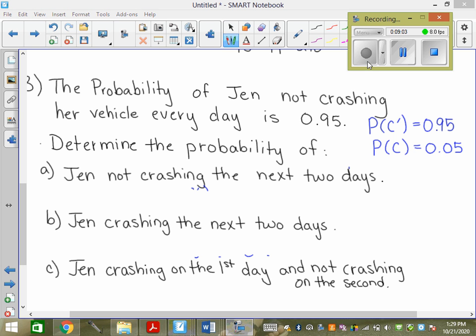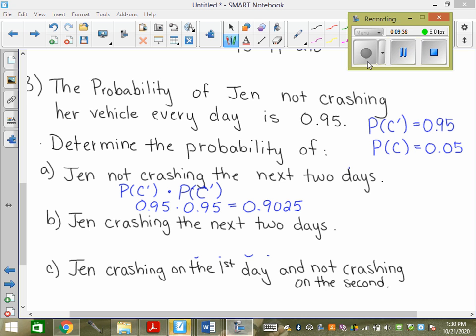So if it says Jen not crashing the next 2 days, that means the probability of not crashing, is it not crashing and not crashing, or not crashing or not crashing? And. So we go probability of not crashing the first day and probability of not crashing the second day, which is 0.95 times 0.95, which is 0 decimal. Is it 9? 9025.